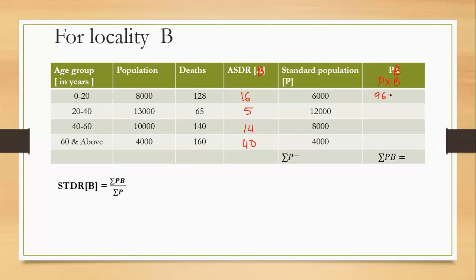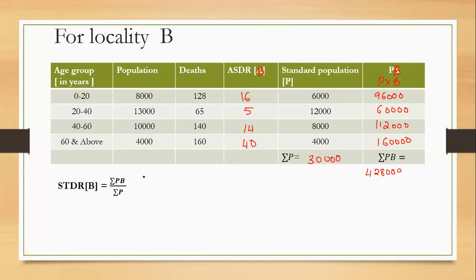First one is 96,000. Second one, 60,000. Then 1,12,000. Last one, 40 into 4, 1,60,000. Find the total of standard population and the total of PB. Is it 30,000 here? Yes, 30,000. What is the total of PB? Yes, 4,28,000. Good.